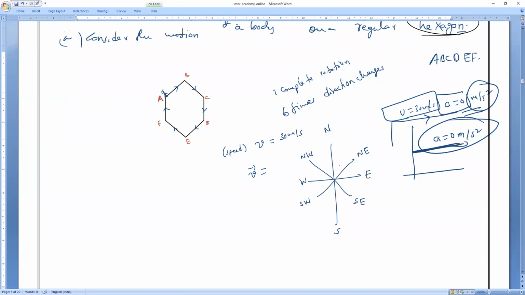So now from A to B, see how he is traveling: northeast. Understand? Next from B to C, he is traveling southeast. Next from C to D, south. And from D to E, he is traveling southwest. And E to F, he is traveling northwest. And F to A, he is traveling towards the north. From A to B, he is traveling how, guys? Northeast. B to C, southeast. C to D, south. D to E, southwest. E to F, northwest. And F to A, north.